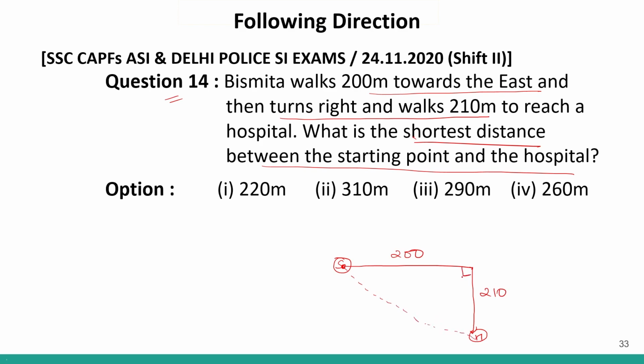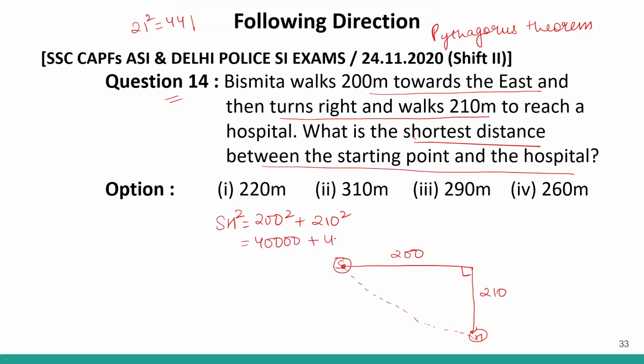So this is the shortest distance. Correct? This is a right angle triangle. So we have to find the shortest distance. We use the concept of what? Pythagoras theorem. Correct? SH square will be equal to 200 square plus 210 square. For your reference, 21 square is equal to 441. Okay? So this will be 40000 plus 44100. This is 84100. So SH will be the square root of 84100. So SH will be equal to 290.